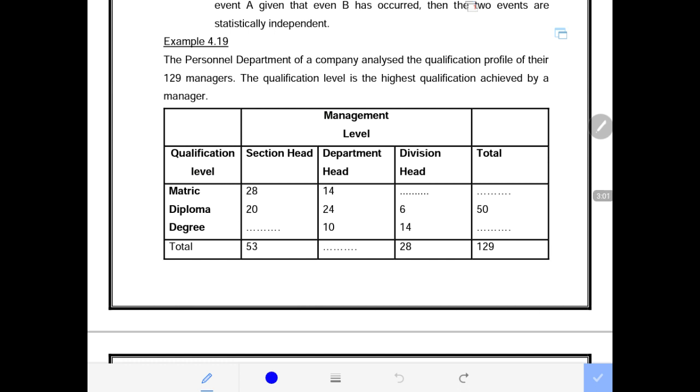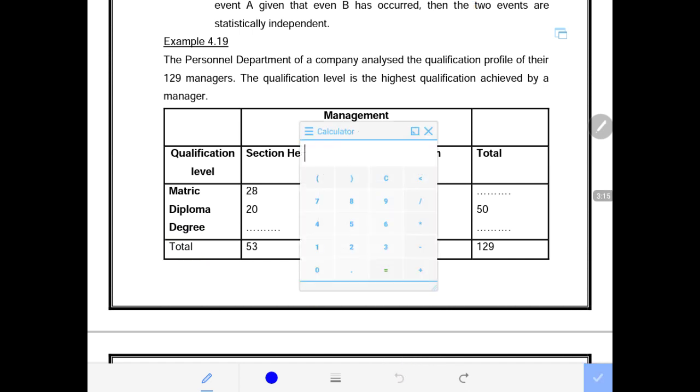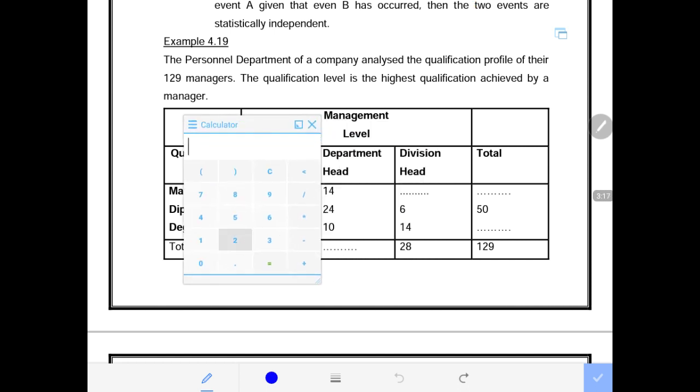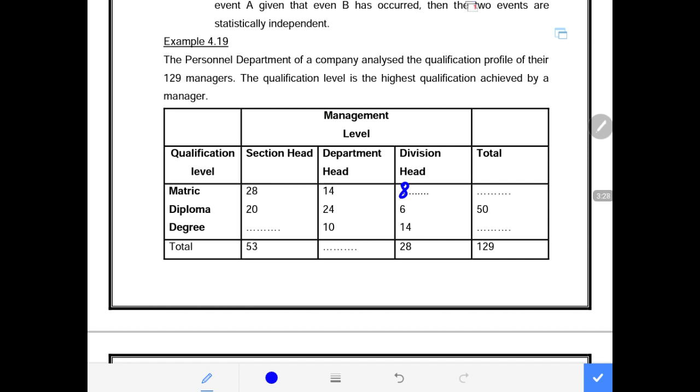We know that this total is 28, and 28 minus 14 minus 6 will give us the missing number for the metric manager who is a division head. So if 28 is the total, we minus the available ones, 14 and 6, this will give us 8. That means there are 8 managers who only have metric and they are division heads.